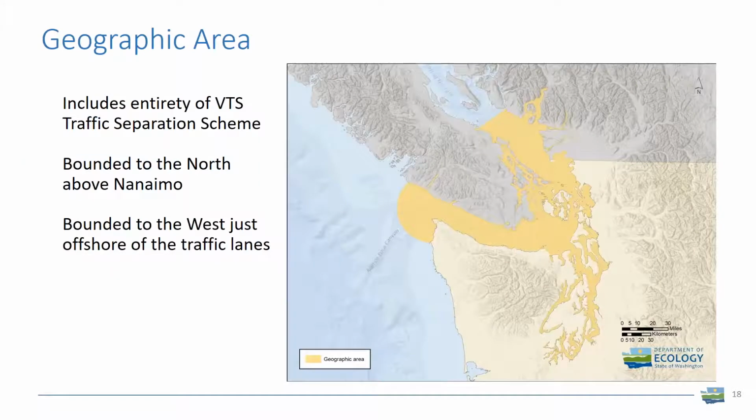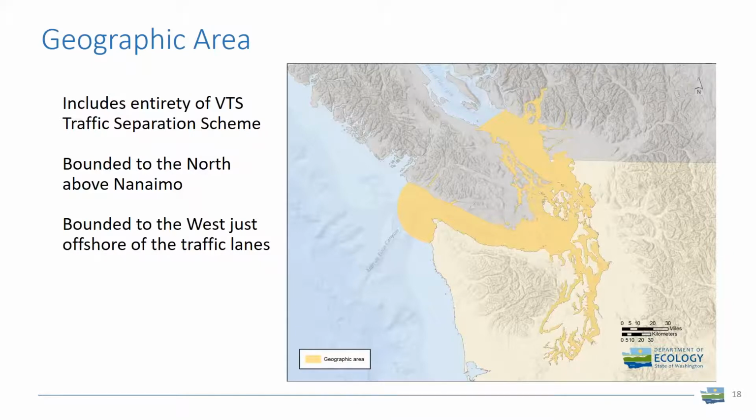First, let's start with the geographic area, represented on the map in yellow. To build our foundational model, we're starting with a fairly broad area. Basically, we want to assure that we're including the entirety of the VTS traffic separation scheme, and also make sure we capture vessel movements that happen outside of that system that may affect traffic within it.